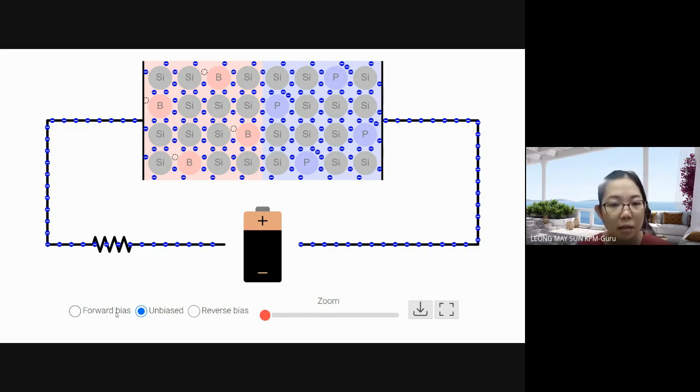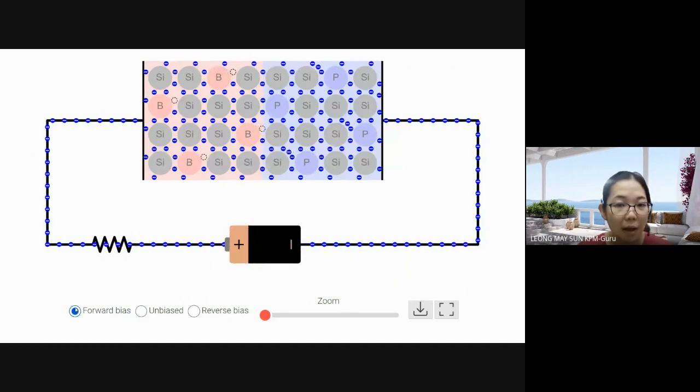So when I forward bias, now forward bias is where the positive of the power supply or the battery is connected to the P type. Positive to positive, negative to negative, that's forward bias. Now when it's forward bias, electrons will flow. Right? When it's forward bias, electrons will go from the negative to the N type, and then the electrons will go towards the positive terminal. Okay, so this is forward bias.